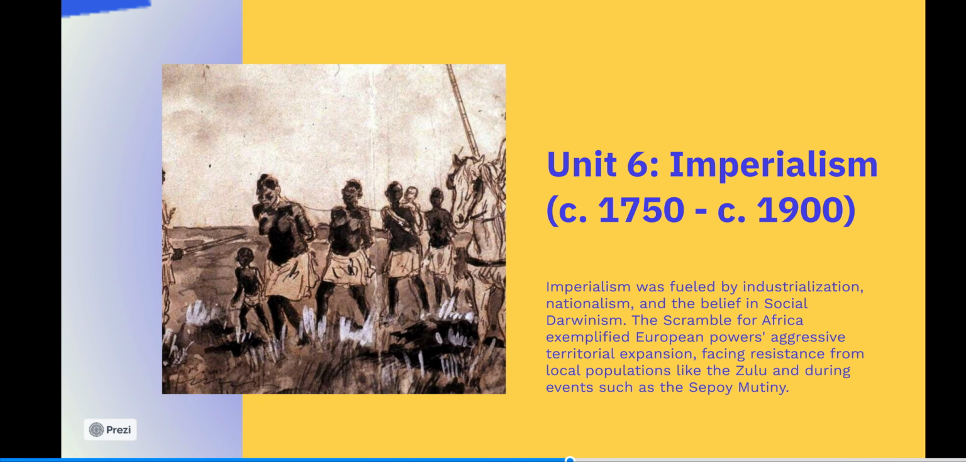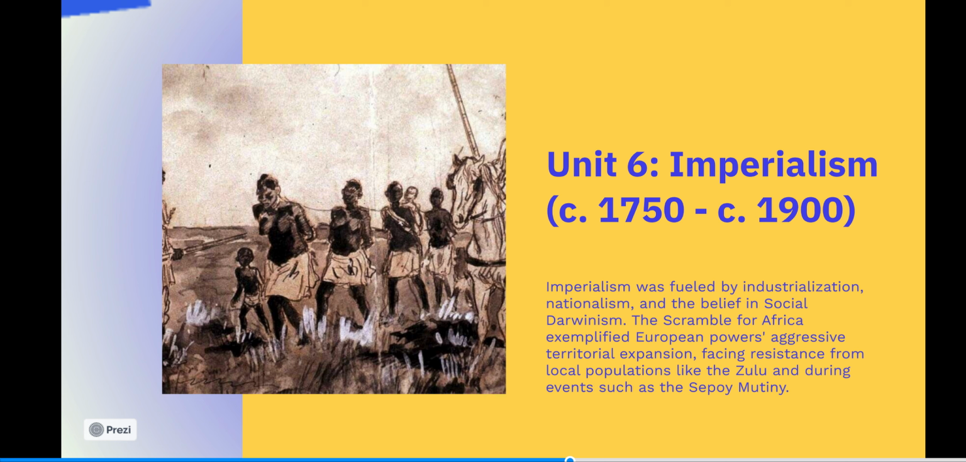Unit 6 is all about imperialism, and this is from 1750 to 1900. This unit really explains how European nations dominated much of Africa and Asia and what they're doing in these countries. Causes are going to be things like industrialism, right, where they're looking for raw sources to make into goods or places to dump off these goods.